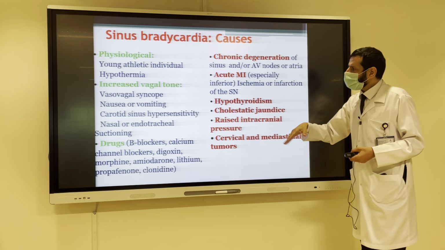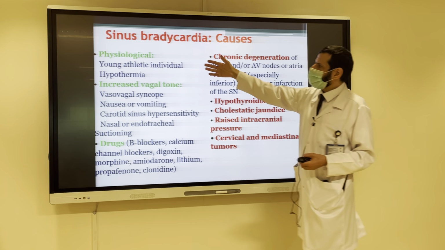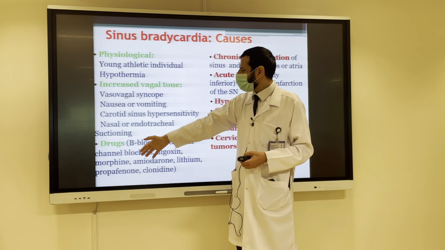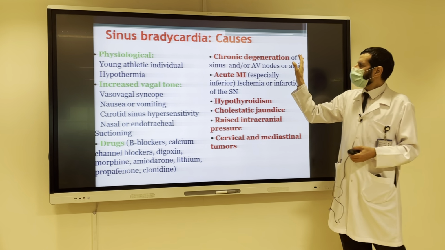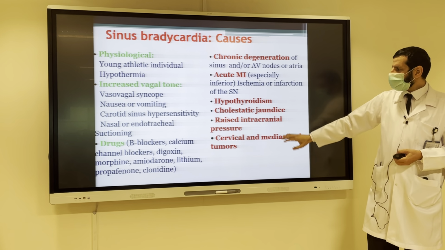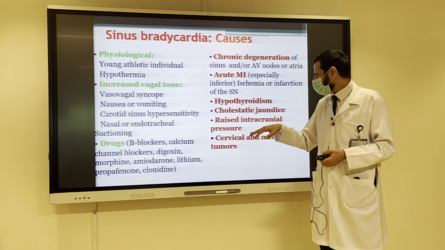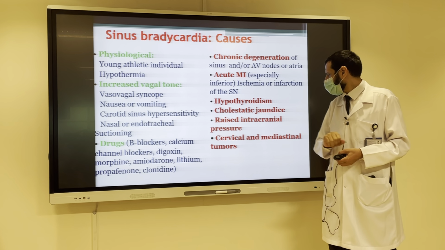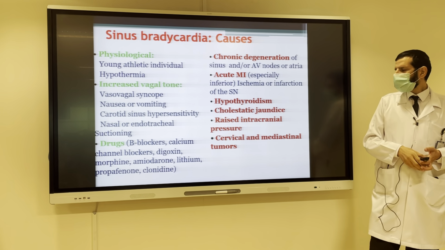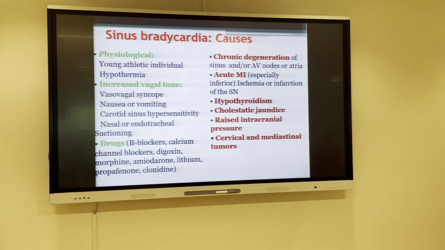The diseases, if you just remember what I mentioned earlier, it's enough, but it could be physiologic, increased vagal tone, medications, degenerative changes, myocardial infarction, hypothyroidism, increased intracranial pressure or cholestatic jaundice, one of the common systemic diseases that can affect the AV node function, and cervical or intestinal tumors involving the autonomic nervous system. If you think about it, the common thing is common, so the ones I mentioned earlier can affect the AV node or sinus node.